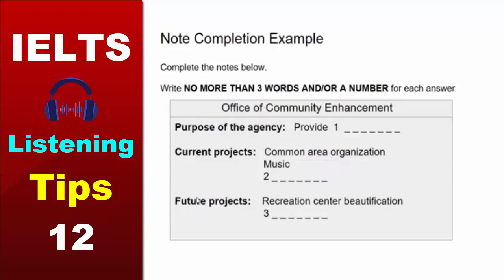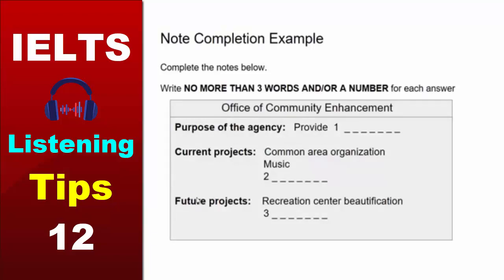Okay, now notice first we've got our title for this set of notes. Office of Community Enhancement. Okay, what is this going to be? What is an Office of Community Enhancement? Well, we don't know, and we're going to have to listen to the speakers to know exactly what this kind of thing is. But enhancement means to make something better, right? So this is some kind of office related to making the community better in whatever place this is that we're listening to. Okay, could be useful information as we listen.